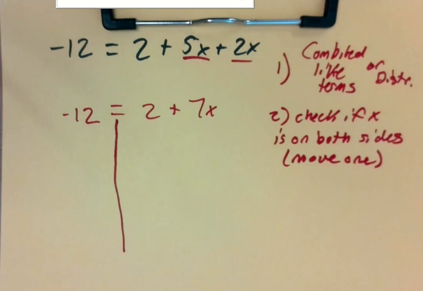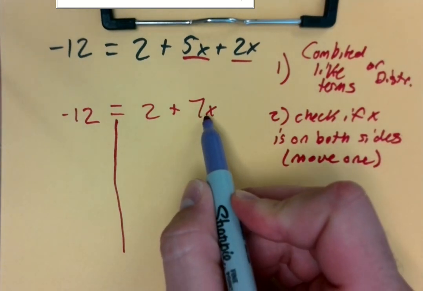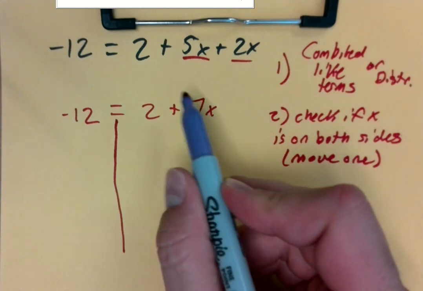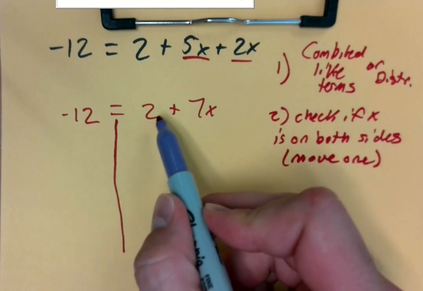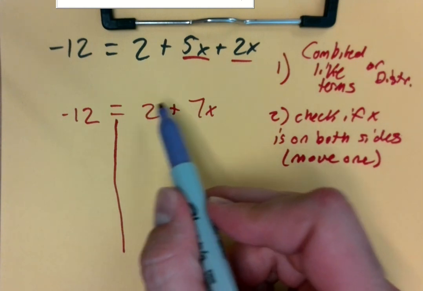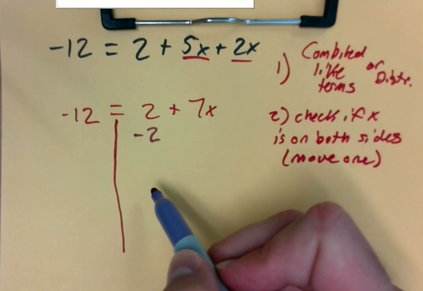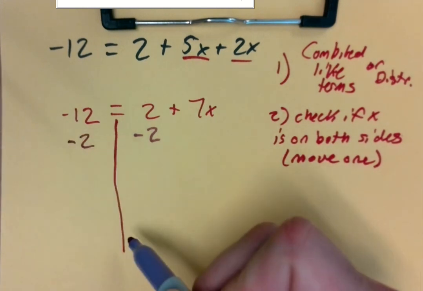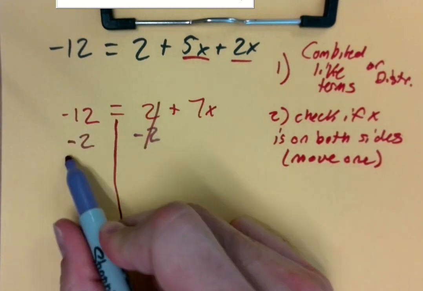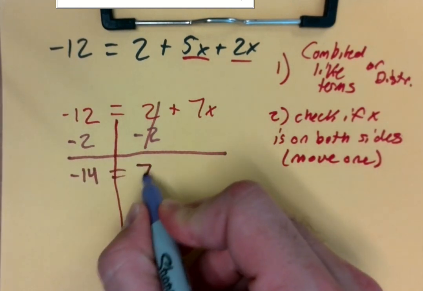So the first thing I would do here, one thing that's kind of helped some students is to say that I kind of want to move to the other side what's furthest away from the x. So like here, I don't want to deal with the 7 first, I want to deal with this 2. And since this 2 is being added to this, I'm going to subtract it. So you always, when you move something to the other side, you're doing the opposite. You're kind of undoing what's being done here. So I'm going to subtract 2 from both sides. That would cancel, and I would get -14 here equals 7x.